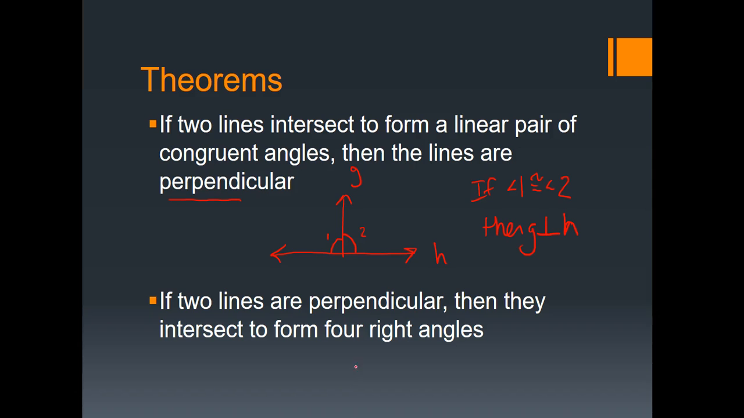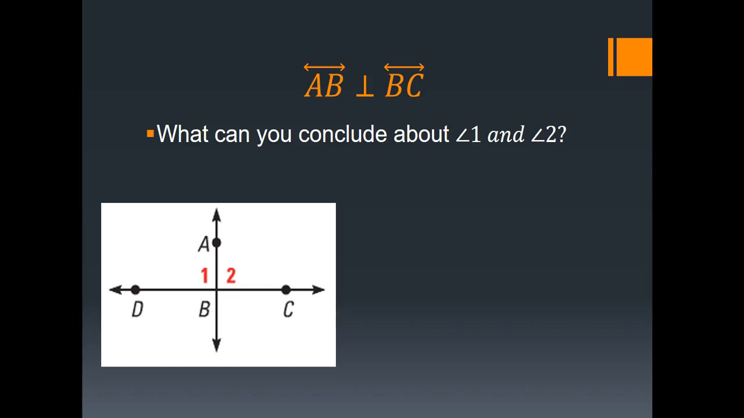So the next one, if two lines are perpendicular, let's call those A and B, then they form four right angles. So they're perpendicular and they normally only draw one of the angles, but because they're linear pairs, then this one has to be 90, and this one has to be 90, and this one has to be 90. So each of those four angles would be a right angle. They normally are only going to draw one, but all four of those are going to be right angles.